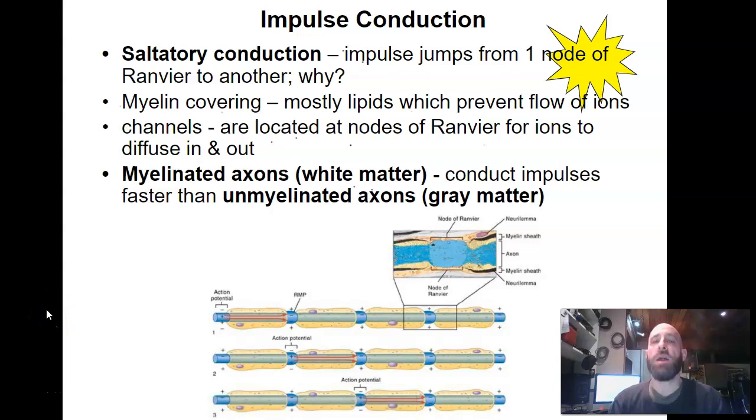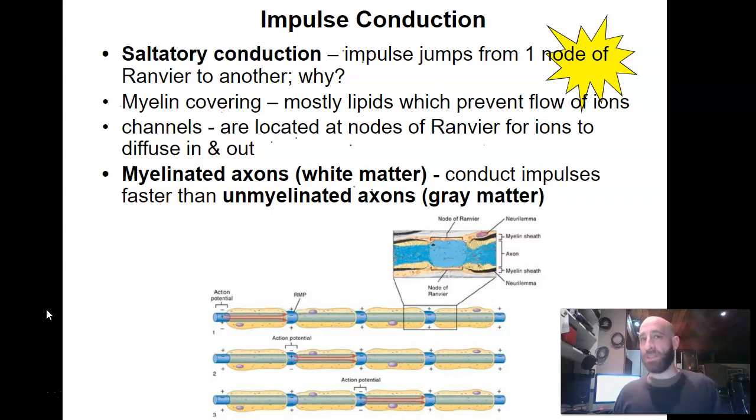In this lecture, I'm going to explain a process called saltatory conduction. I mentioned the fact that neurons have this coating called the myelin sheath, and I referred to it as kind of like an insulation. And I mentioned the fact that it allows the impulse to travel down the axon.